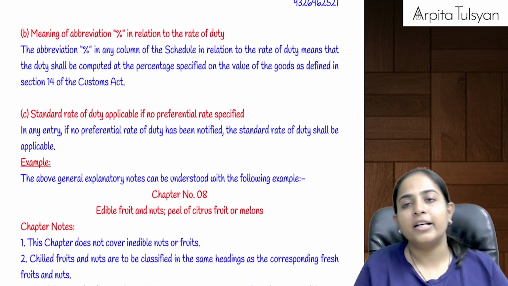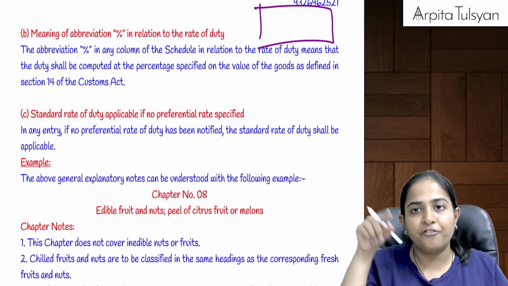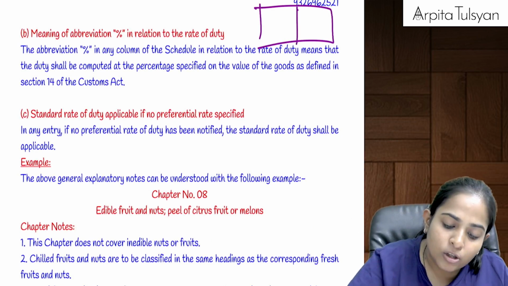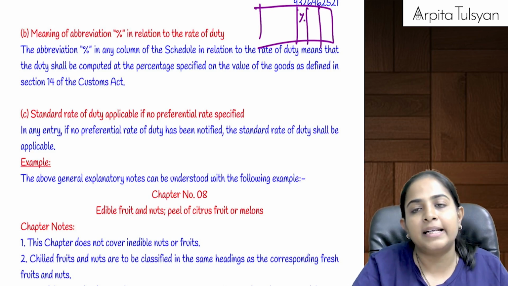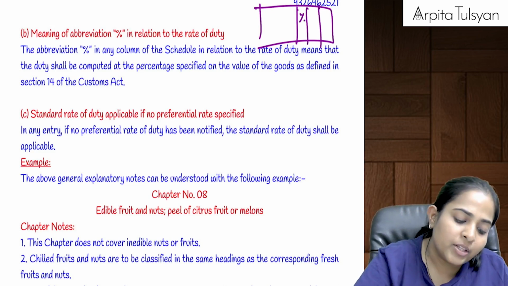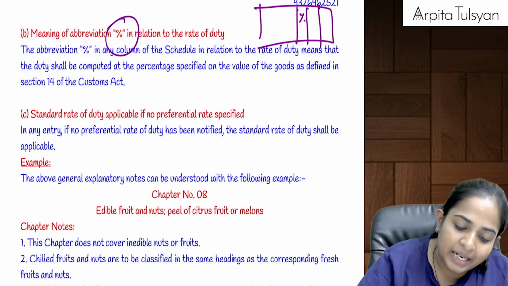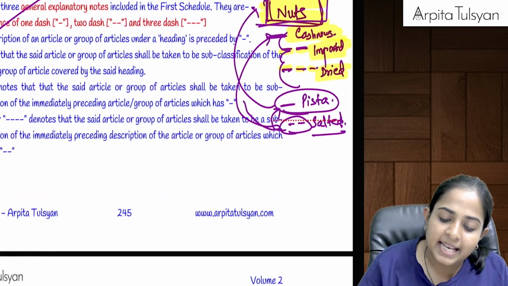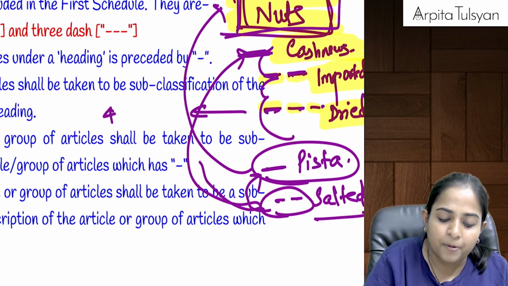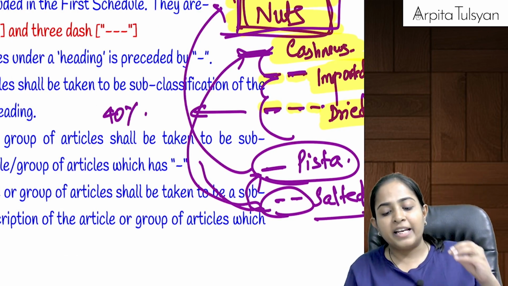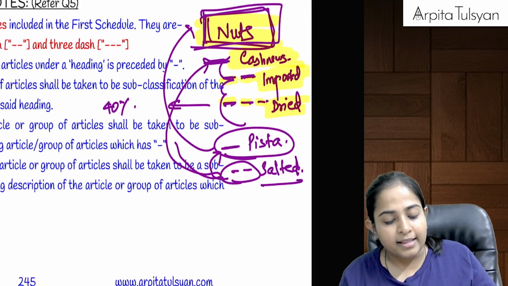The second point under the general explanatory note is that in the first schedule to the Customs Tariff Act, there is also a column which contains the percentage, that is the rate of duty. They are telling us that the percentage given there is nothing but the rate of duty which is applicable. For example, beside dried it was written as 40%. What do you mean by that? If there are any cashew nuts which are imported and dried, then they will be taxable at the rate of 40%.